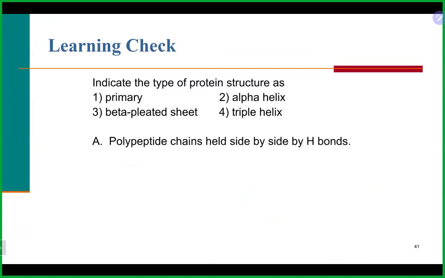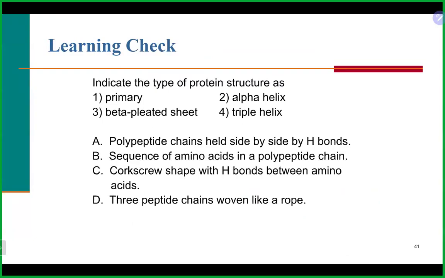All right, so take a moment for each of these. Okay, so we've got side by side hydrogen bonding. That should be our beta pleated sheets. We have our sequence of amino acids in the polypeptide chain. That should be our primary structure. We have a corkscrew shape with hydrogen bonding between amino acids. That's going to be our alpha helix. And lastly, here we have our three peptide chains, which would be our triple helix in this case.